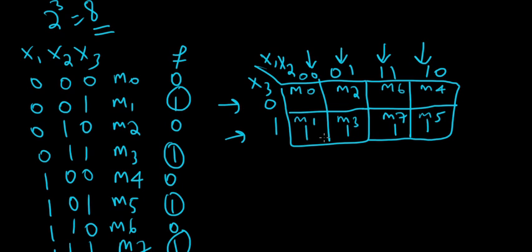Actually, if I haven't said that, that's what I should be saying right now: we need to join as many ones as possible. And it's very obvious by just looking at this example. If you took only m5, this term will be x1, x2 bar, x3. So that's 3 inputs, and that's one term.